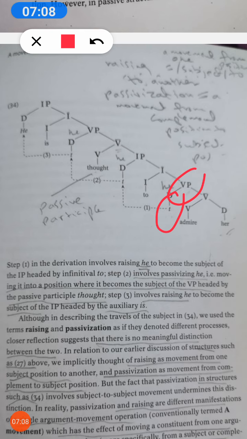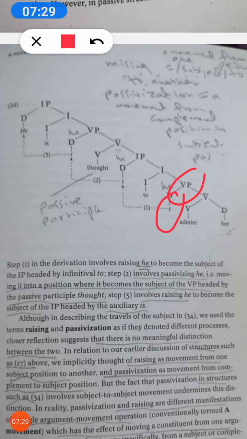Here, this time, it is not the object that is moved, as in the previous example, The students were arrested, where the object is moved. Here, the subject is moved. So, passivization, the second form of passivization is subject raising here. So here the subject is moved.